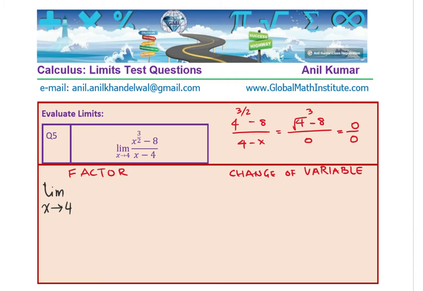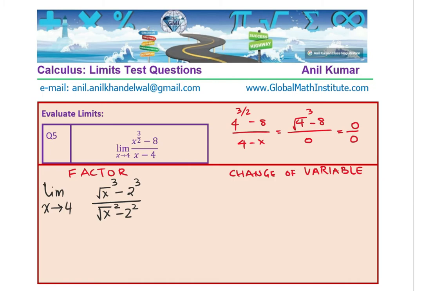Now look here. x to the power of 3 by 2, we could write this as square root of x, right, to the power of 3, minus 8, which is 2 cube, divided by square root of x squared minus 2 squared. Does that make sense to you? See how we have rewritten the equation. Now we can apply difference of cubes and difference of squares to answer this question.